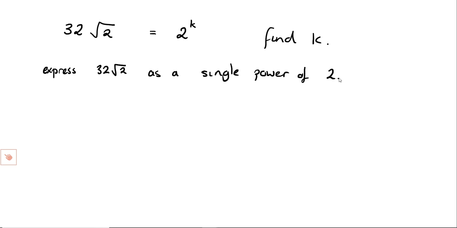So what we're doing is we're changing the form a bit, like this whole topic has been about. Any ideas what we could do? With this question, I'm going to leave the right-hand side alone. My solution is to start with just 32 root 2. Tell me what to do with that.